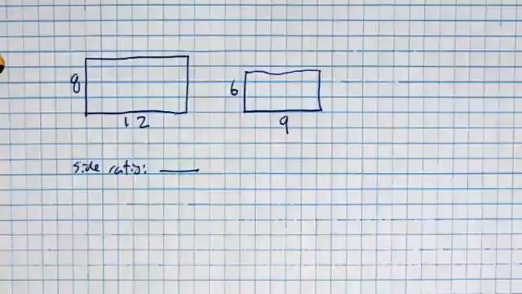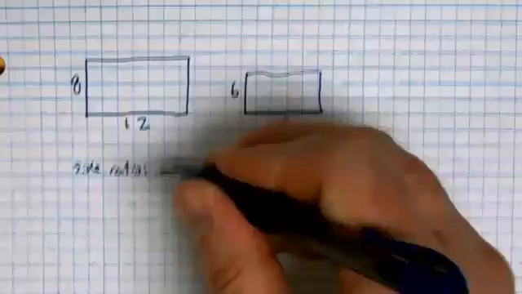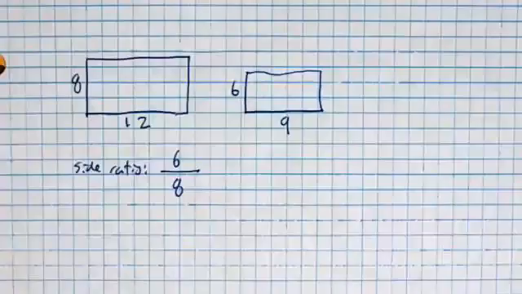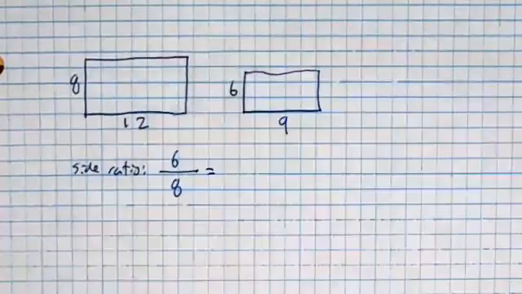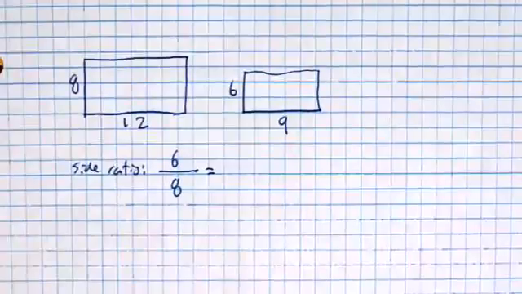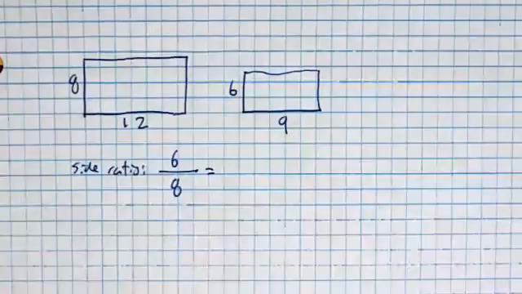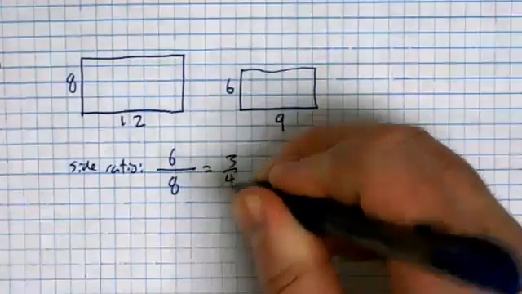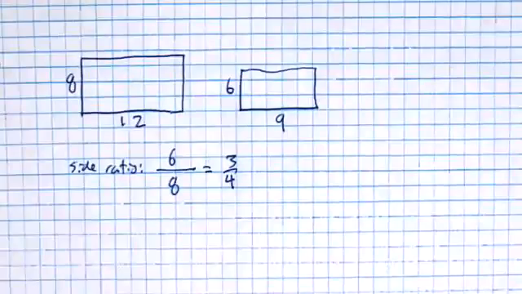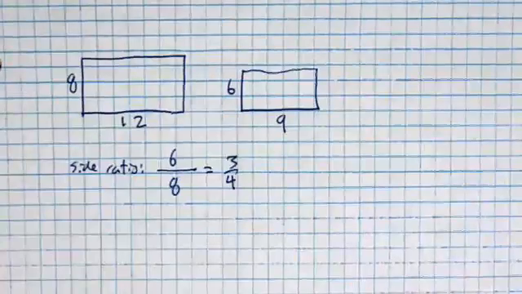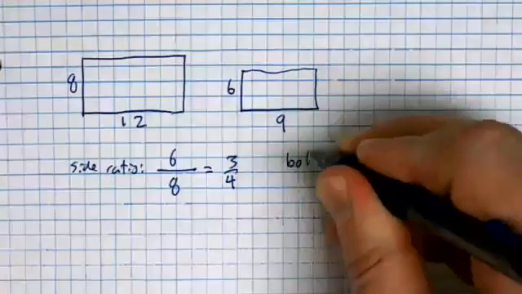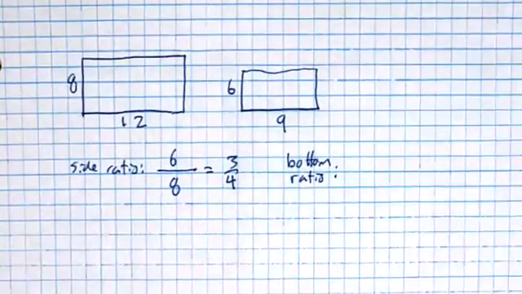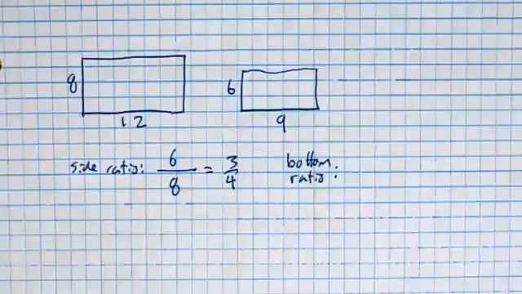So I'm going to make a fraction. I'm going to do my new shape divided by my old shape. So 6/8. And I'll reduce that as much as I can. 6/8, those can both be divided by 2. So 3/4. Can you go ahead and do a bottom ratio for me? Now, if the bottom ratio also ends up being 3/4, then the answer is yes, we're similar.